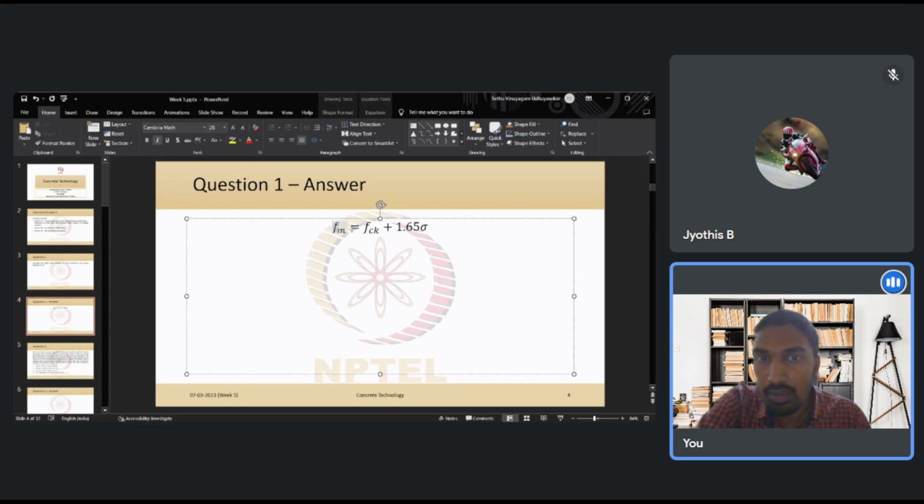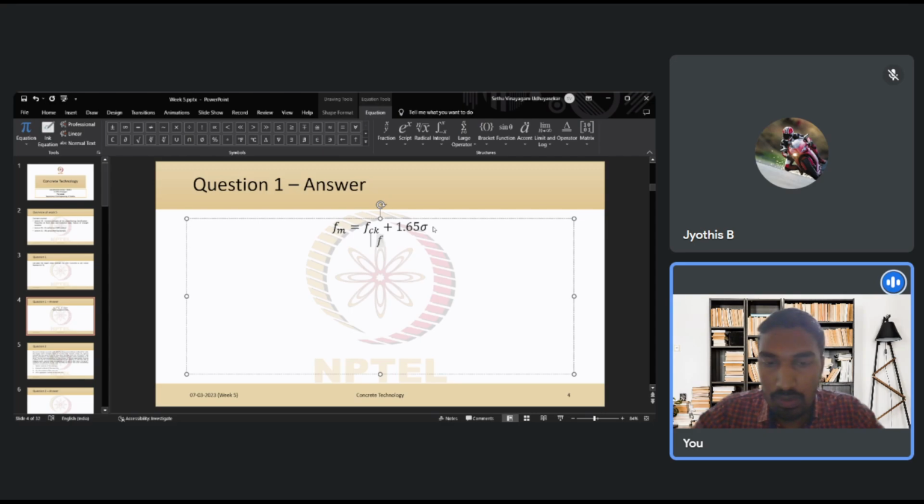But we want the mean strength to be not equal to this characteristic strength, but to be higher, because in the field we want to be conservative. We want to be more safe. Therefore we'll design for the mean strength and not for the characteristic strength, to allow for this safety. And what is that value of the mean strength? It is fck plus 1.65 sigma, and this 1.65 sigma is how far the mean of the distribution is from the 5th percentile, assuming the distribution is Gaussian, or a normal distribution. So from that we get this relation.